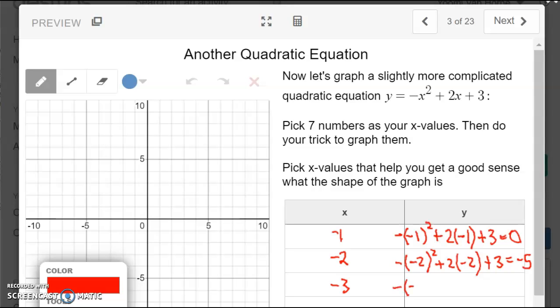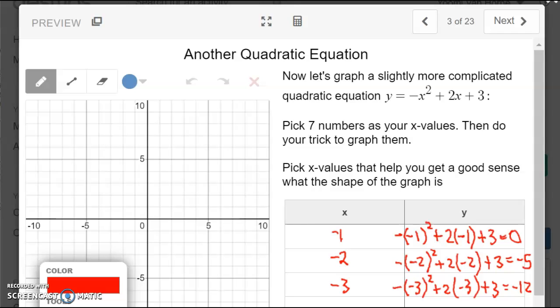Negative of -3 all squared plus 2 times -3 plus 3. Okay, that's going to be -9, plus -6. That's going to be -15, plus 3 is going to be -12.